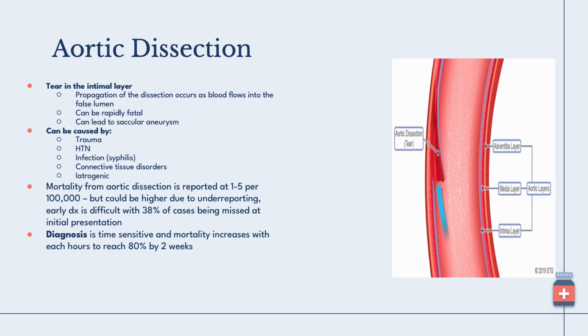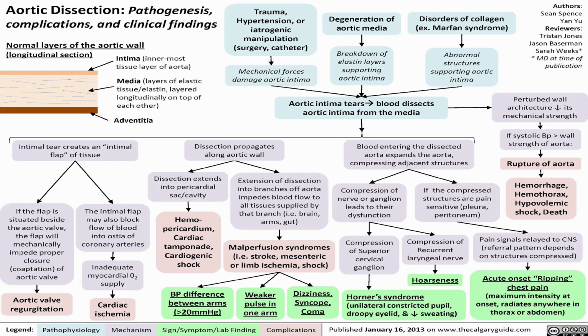So mortality from a dissection is about 1 to 5 per 100,000, but it could be higher due to under reporting. Early diagnosis tends to be difficult. So diagnosis here, again, is going to be time sensitive, and mortality is going to increase with each hour, reaching about 80% by 2 weeks if it's not repaired. So pathogenesis, complications, and clinical findings here.